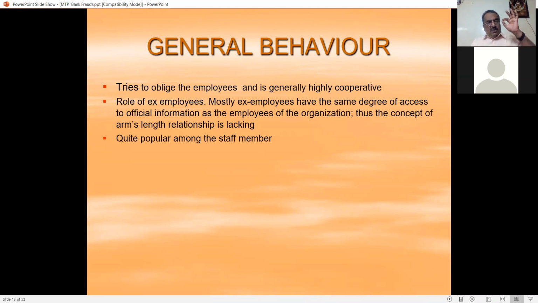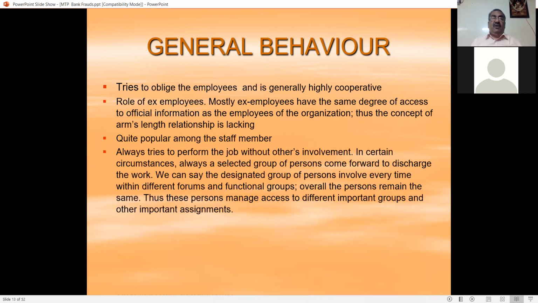So in almost all branches, this character is quite popular among the staff members. Always tries to perform the job without others knowing. Don't involve in my job, I'll do it on my own. And he always tries to win the trust from the other person. Means whatever I did, it has to be endorsed by you. So I always try to get the trust from the others.